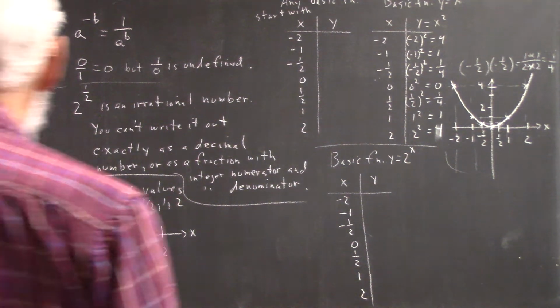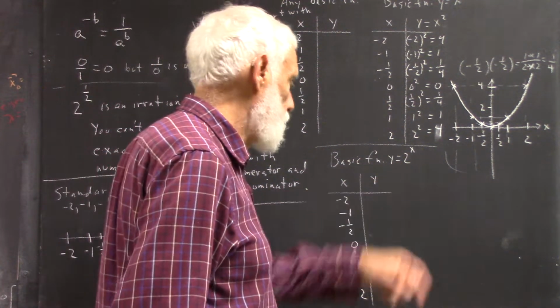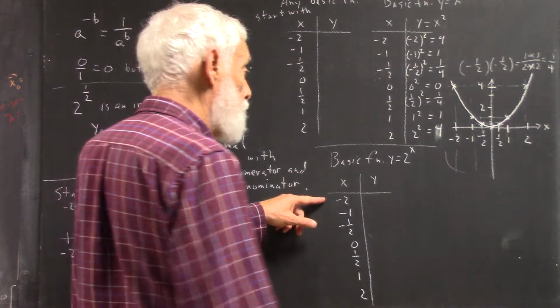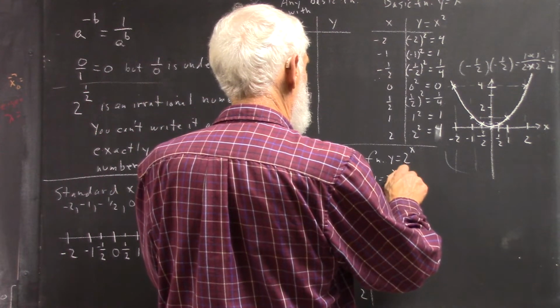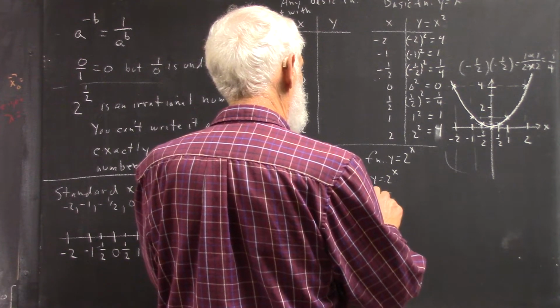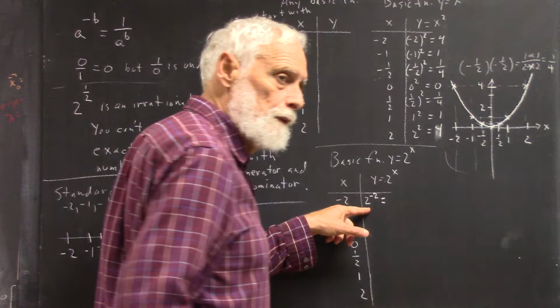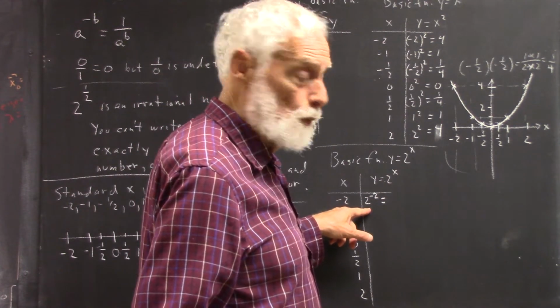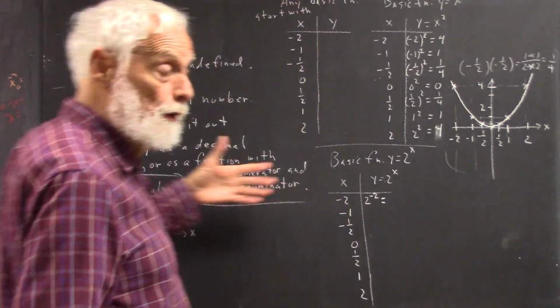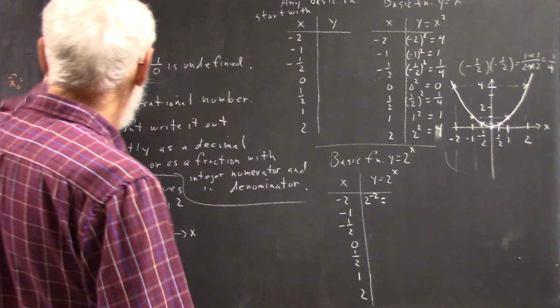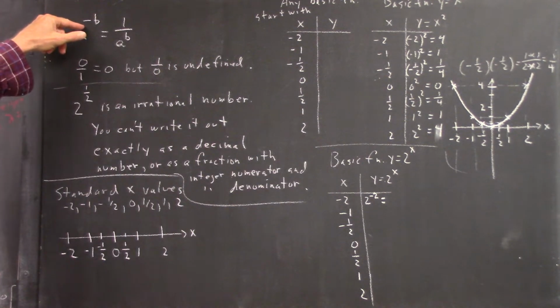Now let's graph the basic function y equals 2 to the x. Well, when x equals -2, then y equals 2 to the x would be 2 raised to the -2. Now before you watch me do it, figure out what 2 to the -2 ought to be using the rules I've got here. What is it? Well, here's how you do a negative exponent.